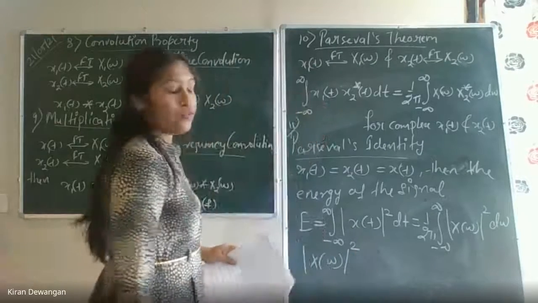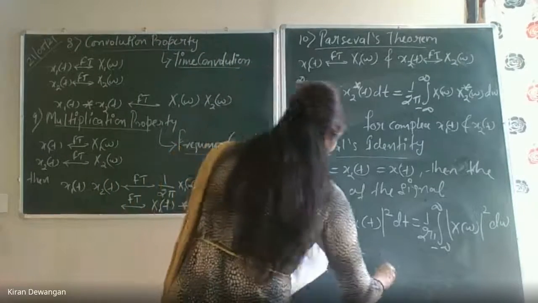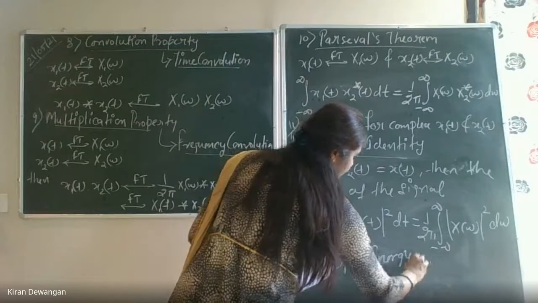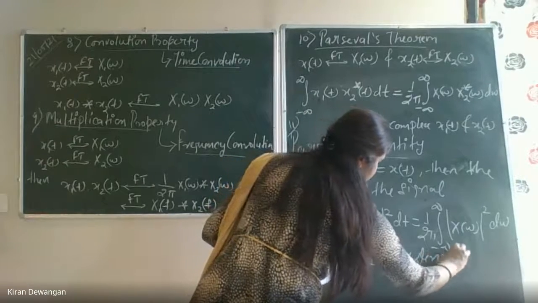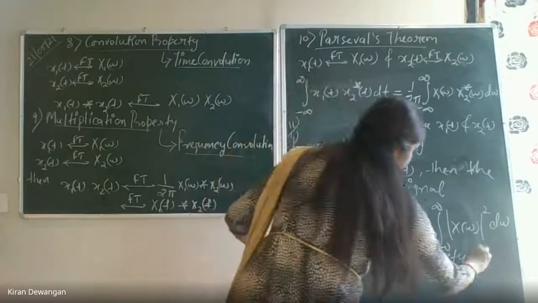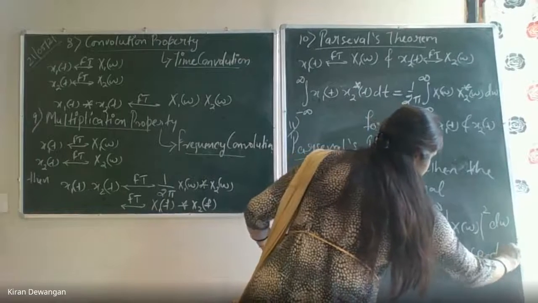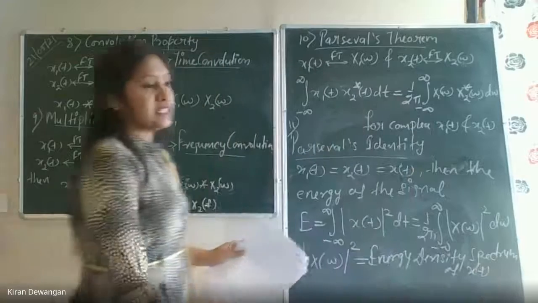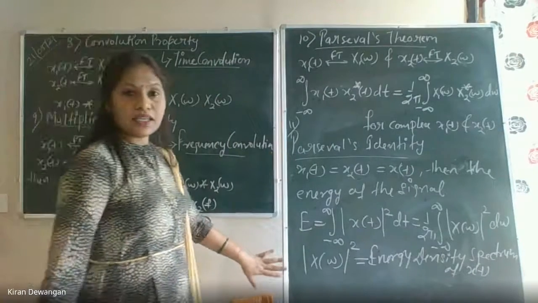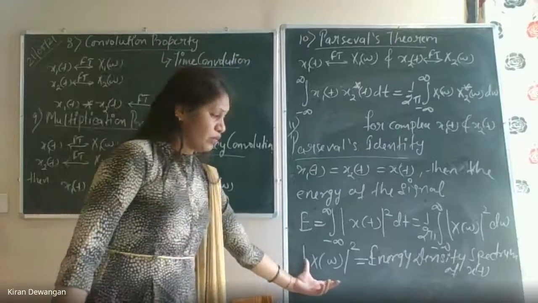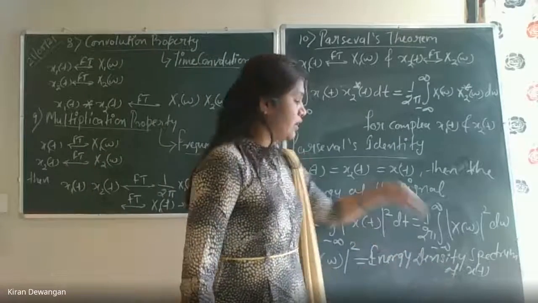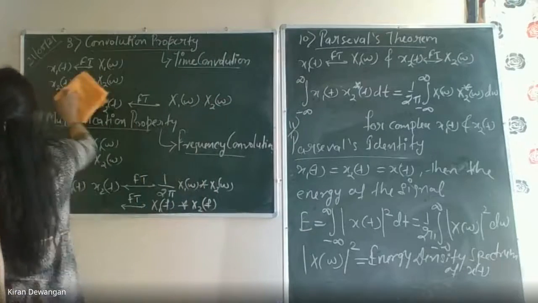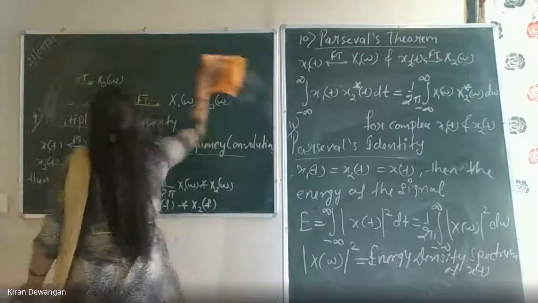is called the energy density spectrum of x(t). Okay? So that is what it means. X(omega) is the energy density spectrum of x(t). Clear? So that was all about Parseval's identity. Now we have 2 more theorems left and then we'll solve the numericals.